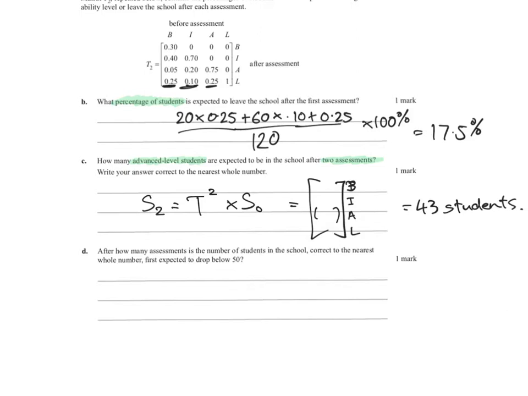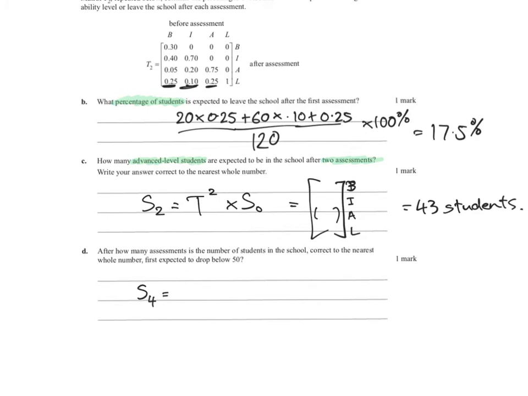All right, question D. After how many assessments is the number of students in the school, correct to the nearest whole number, first expected to drop below 50? All right, so the way I did this question, you might have done it differently, but I just did it via trial and error. So I actually started just with S4.